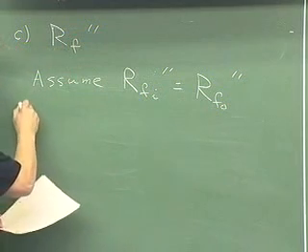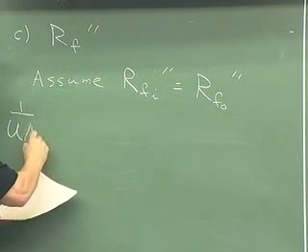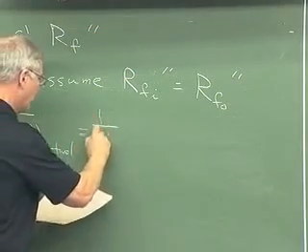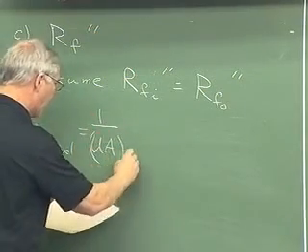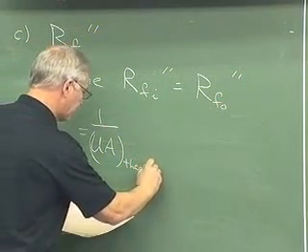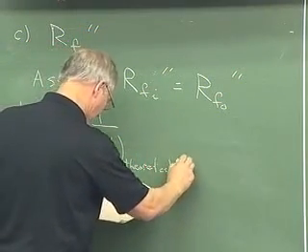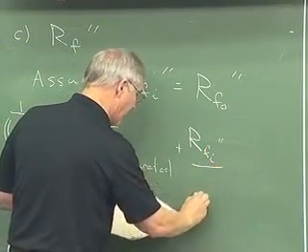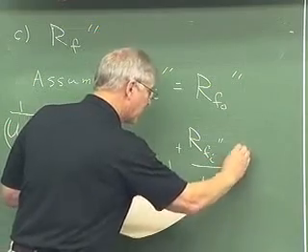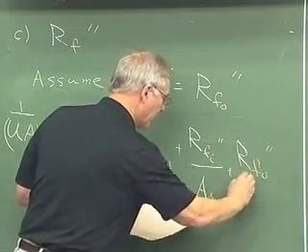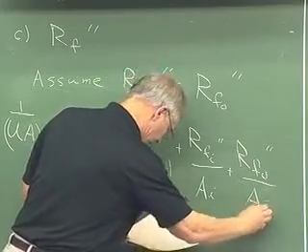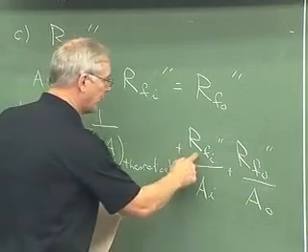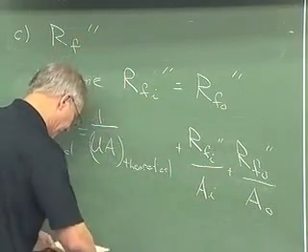All right, well then we can say that 1 over UA actual equals 1 over UA theoretical plus RFI double prime over A inner plus RF outer double prime over A outer. Okay, we just assumed that RFI and RFO were the same.